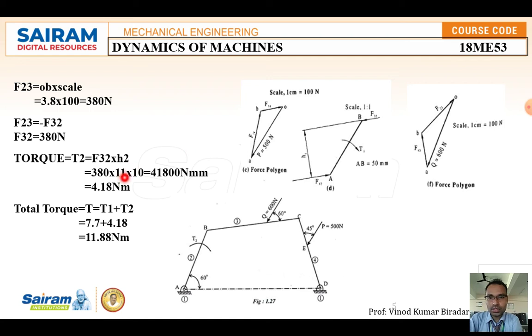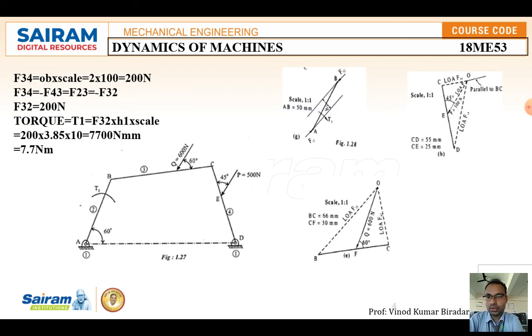F32 is equal to 111 point something. So substitute here for the torque. h1 is some 3.8. Substitute 200 into 3.87 into the scale, you are going to get 7700 Newton mm. Again you have to divide by 100, and you get 7.7 Newton meter.